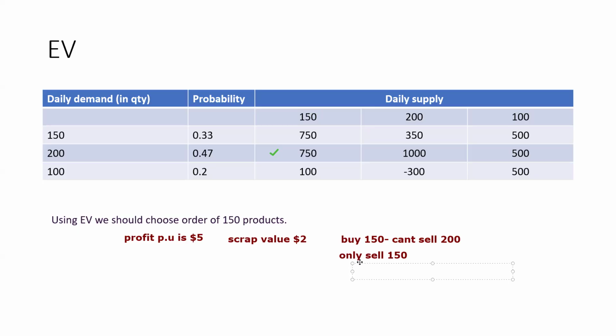Therefore, $5 per each product, we are getting 750 only. Is it clear? Yes, madam. Right? So this is how we are going to calculate the value for this one.